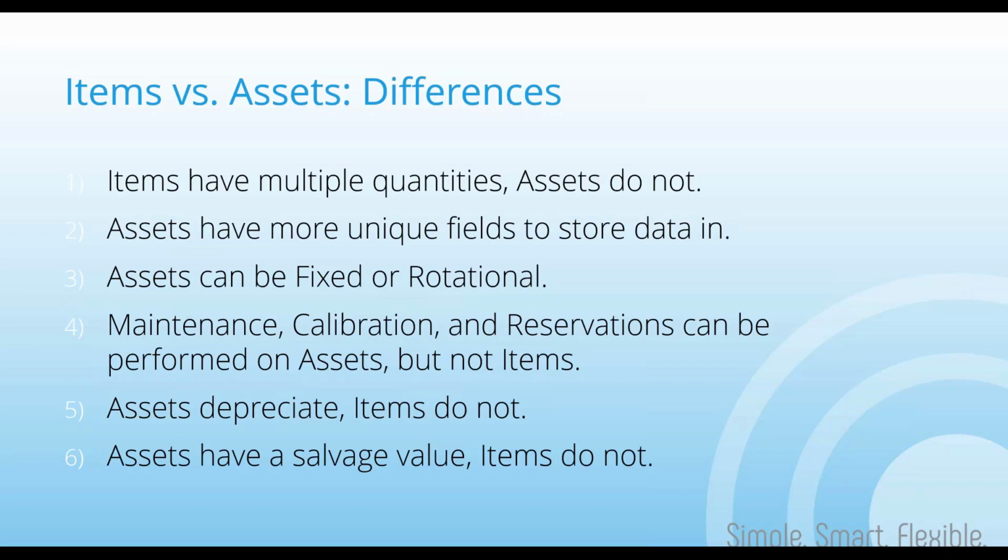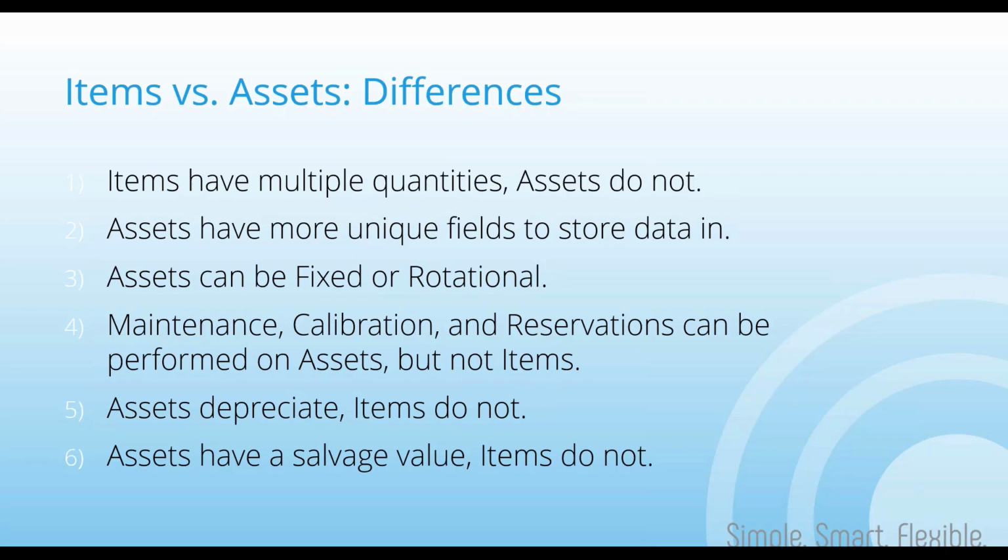Now let's talk about some of the differences. First, items typically exist in multiple quantities, and assets are singular and unique within IntelliTrack. An asset has a number of extra characteristics that an item does not have. An asset can be fixed in a single location or a handful of locations over its lifespan, or it can rotate in and out of different employees' possession. So assets can be checked out or checked in, but an item cannot.